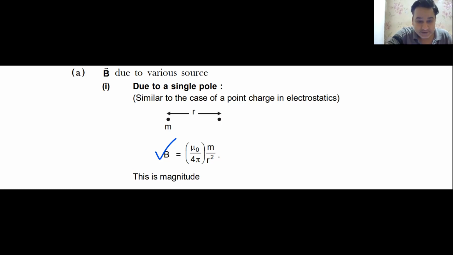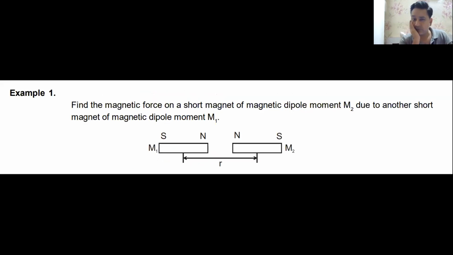And I hope that you know the basic formula. So what I'm going to do is straight away give you a question, and I'm sure that you can do this question. Don't think of it as a question on magnetic dipole. Take it as a question on electric dipole. A question on electric dipole has not come for a long time. Maybe this year. Find the magnetic force on a short magnet. Instead of taking it as a short magnet, you can take it as a short dipole of magnetic dipole M2 due to a short magnet of magnetic dipole M1. The distance between the centers is normally given. The distance between the centers is R. Can you do this?